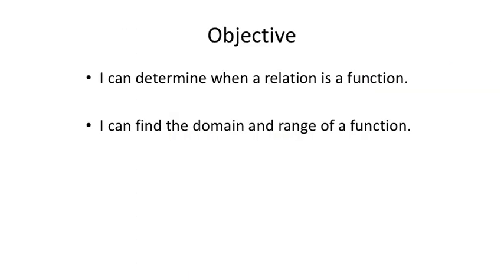All right, so that brings us back to the objectives. I can determine when a relation is a function, and we saw that with mappings, tables, graphs, and ordered pair sets. And also we need to be able to determine domain and range of a function, or even a non-function, I guess. So it's more like a relationship there.